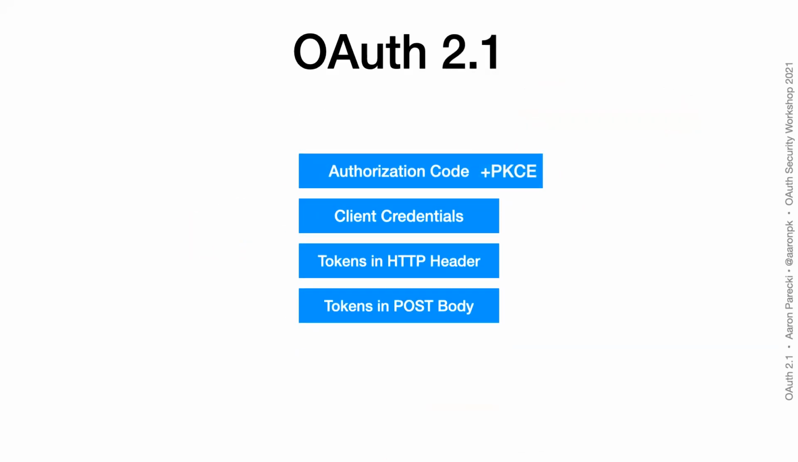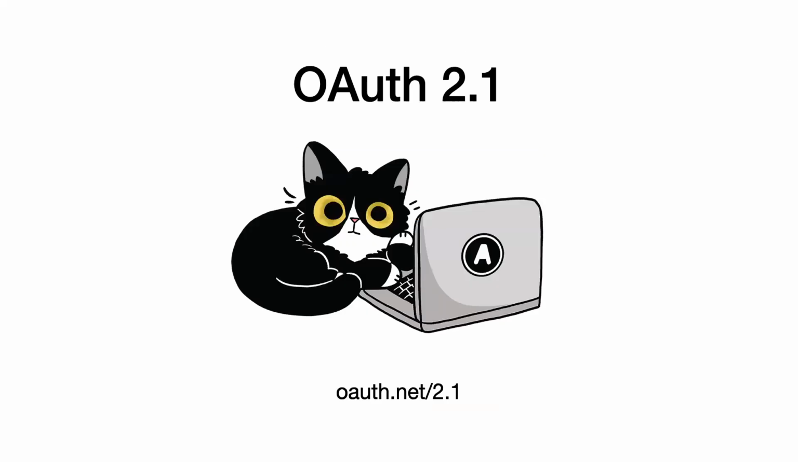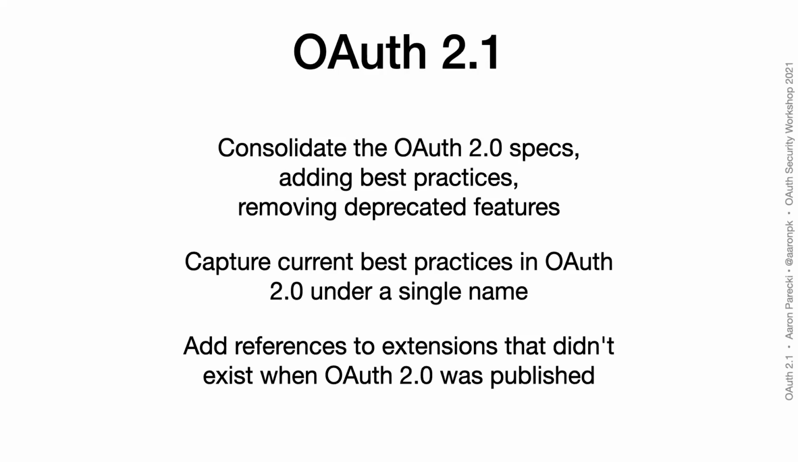So what we've really got is authorization code flow with PKCE. We've taken out a few grants, and then we've got a few ways to use access tokens. And this is really the idea of what OAuth 2.1 is trying to do. It's meant to really collect and consolidate what the people who are deep in the OAuth space know today as the best way to do OAuth. So it is adding best practices and removing deprecated features. It's really meant to snapshot and roll up what we've got today as the best way to do OAuth.